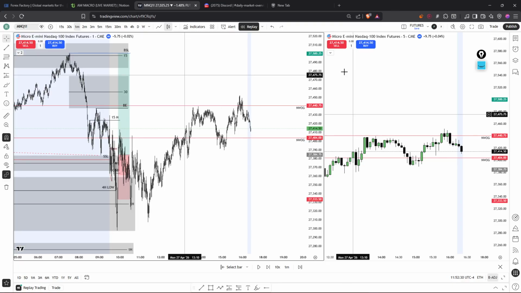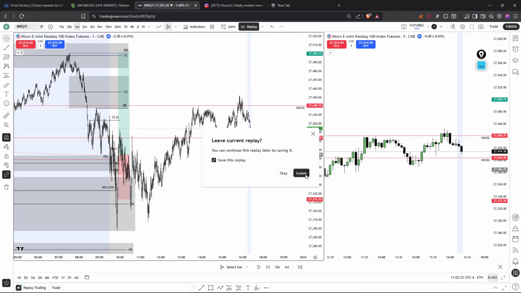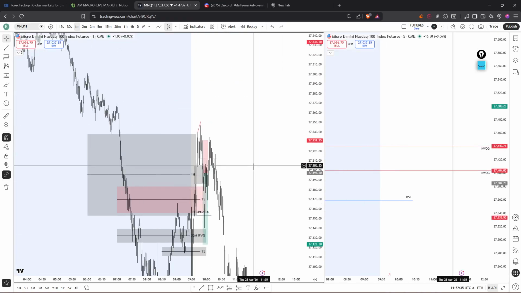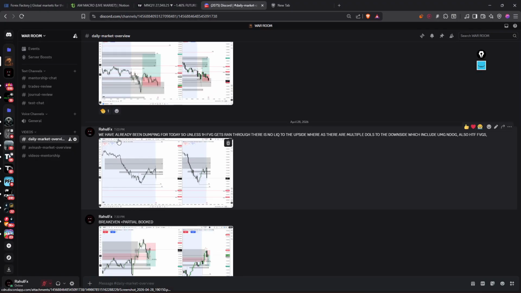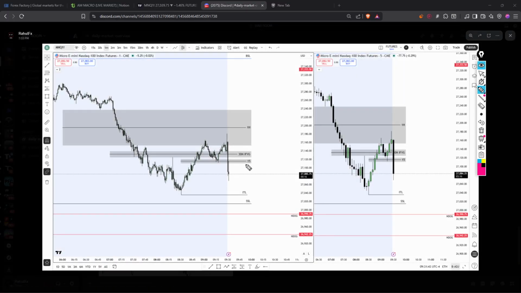Now let's jump into the second trade that I've taken today just now. Going into the day, I had already uploaded my bias here. We have already been dumping for today. Today's thought process was something like this: until and unless this 1 hour gets broken to the upside, my bias is completely bearish, because we have already been dumping.